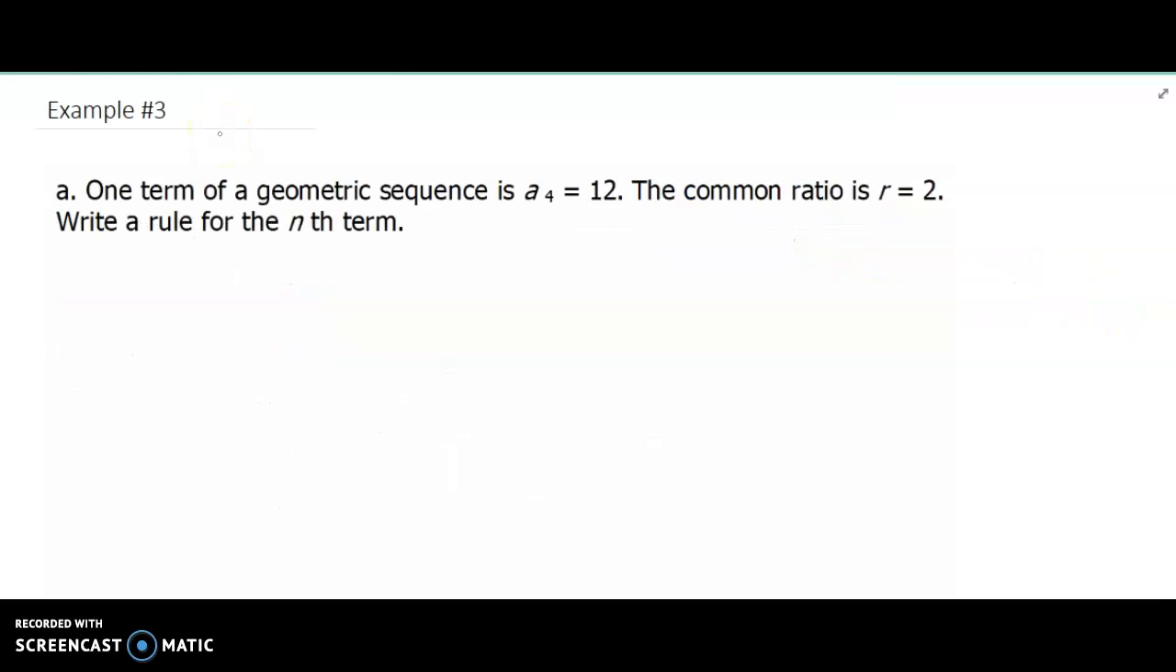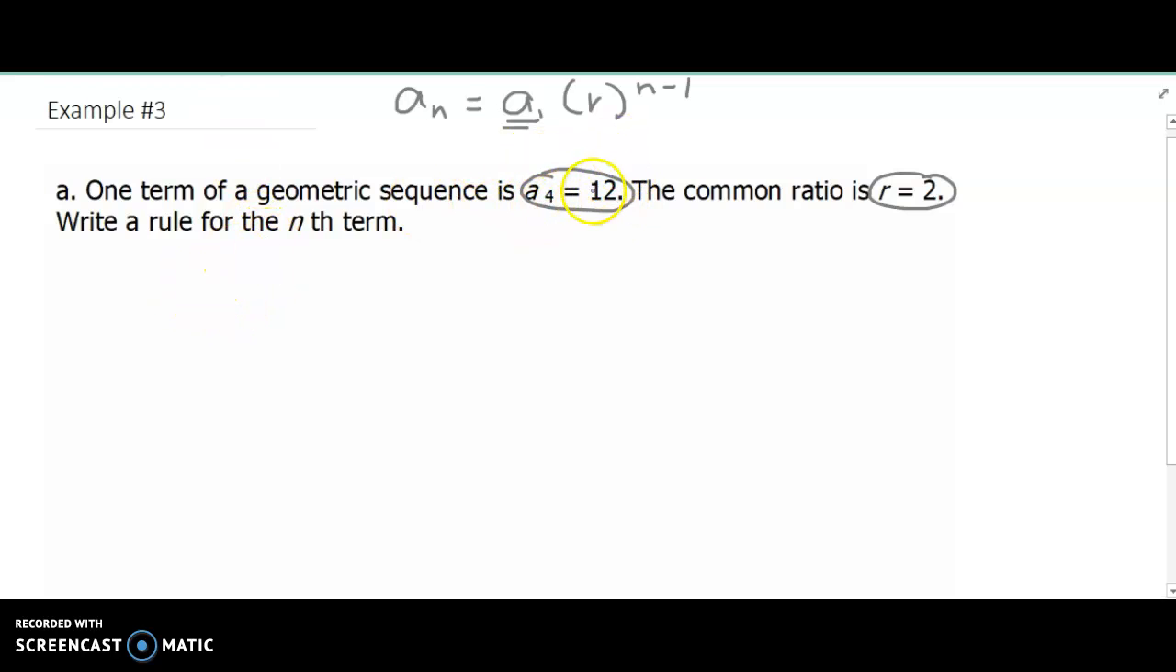All right, let's turn our attention to number 3. It says one term of a geometric sequence is a sub 4 equals 12, and the common ratio is 2. We want to write a rule for our nth term. So remember, a sub n is going to equal a sub 1 times r to the n minus 1 power. Now we're given our r, and we're given a sub 4. So really all we need to do is find our a1, plug it back into this form, and we'd have our rule. So let's put in what we know.